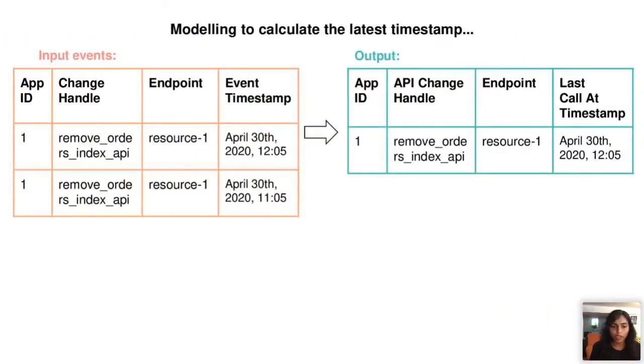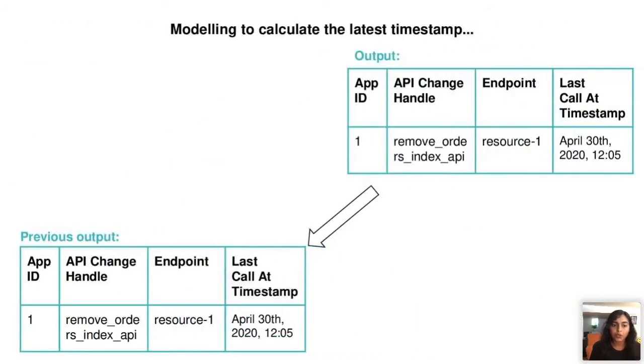So we needed a way of compressing the input data to an output that looks something like this. Here we're basically calculating the last time a call was made for an app, change handle, and endpoint, and passing that as our output. We wanted to do this without looking through all the 500 billion rows of data so that we could deliver the data as quickly as possible. And we did that by storing the compressed output of the first set of events and using that in our transformation with the new set of incoming data from Kafka.